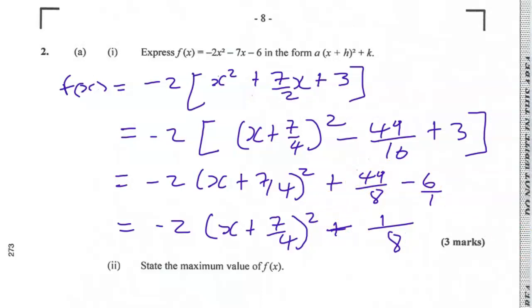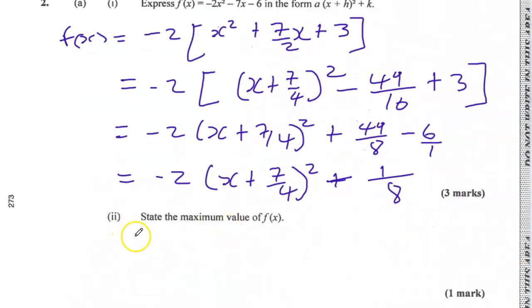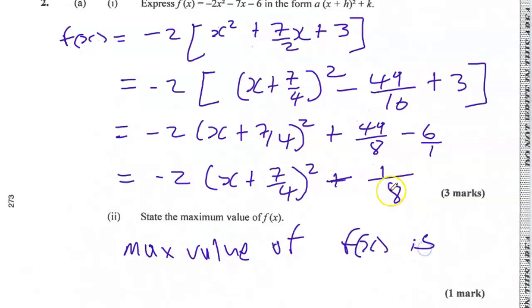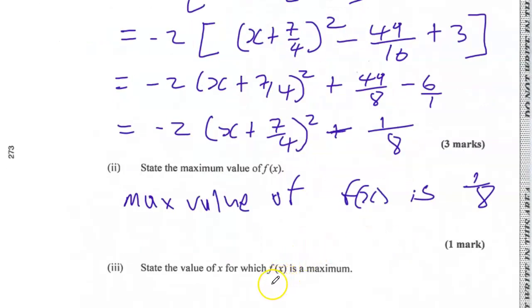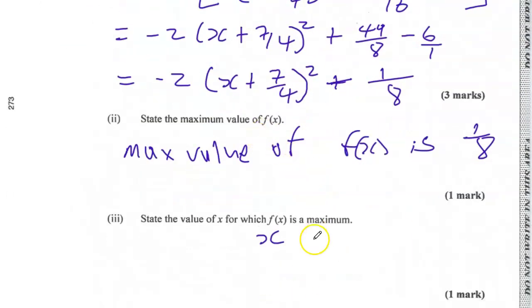Next, the maximum value. The maximum value is usually the k value. So the maximum value of f of x is 1 over 8. The value of x for which the maximum occurs would be whatever value of x makes the bracket 0. So that would be negative 7/4.